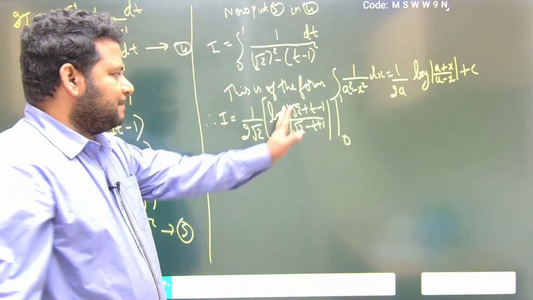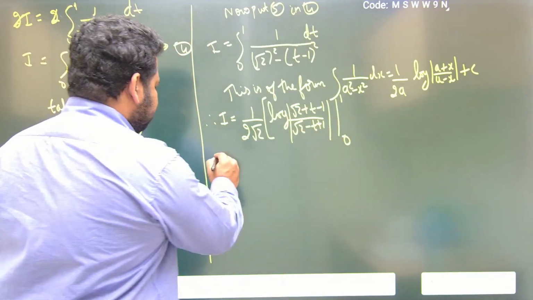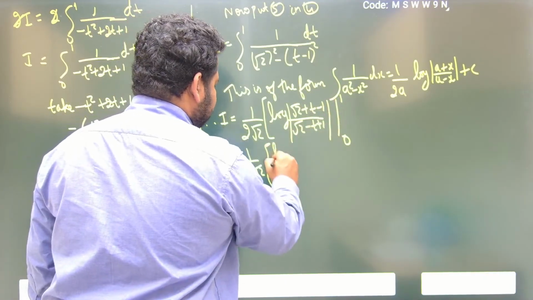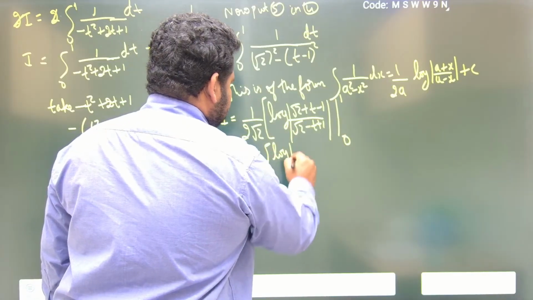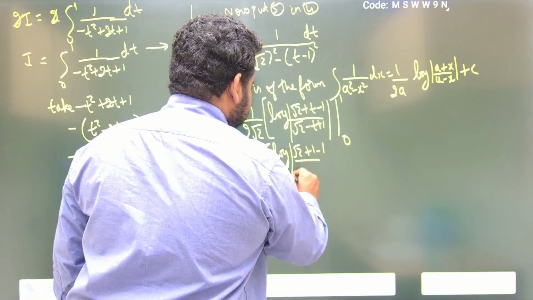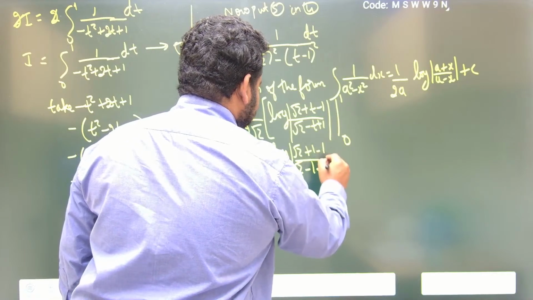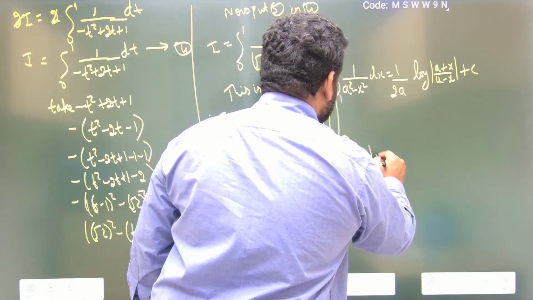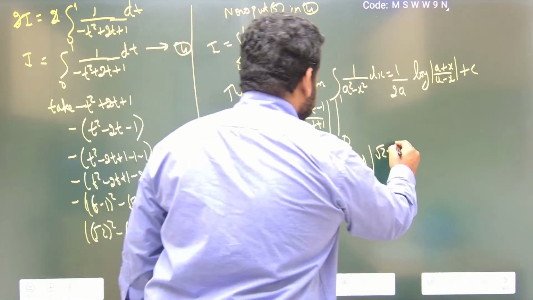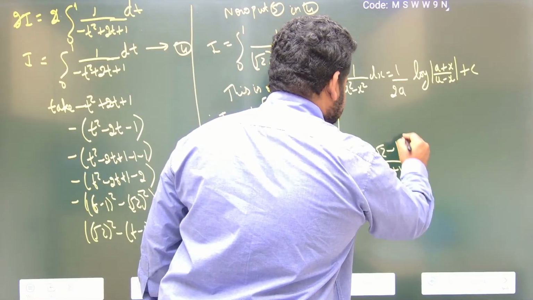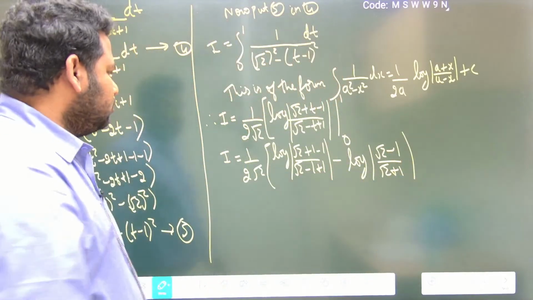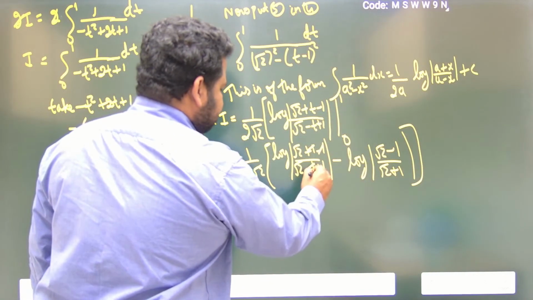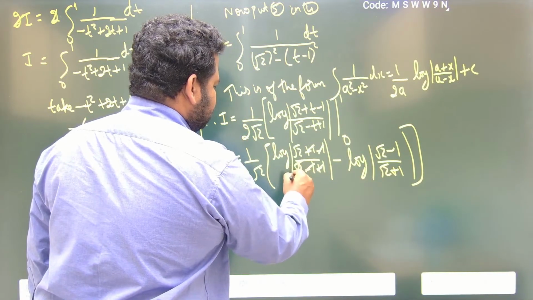Now I have to apply the upper limit, then the lower limit. So I is equal to 1 by 2 root 2. If I apply the upper limit, this will become root 2 plus 1 minus 1, which is root 2 minus 1 plus 1. Minus the lower limit, log of root 2 minus 1 by root 2 plus 1, with t as 0. Now see here, plus 1 minus 1 cancel, and I will be left with root 2 and root 2, which I can cancel.